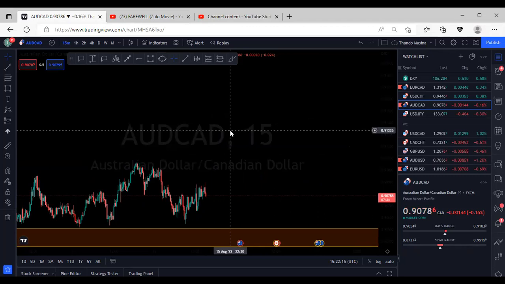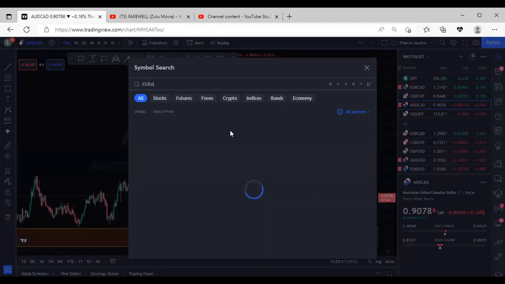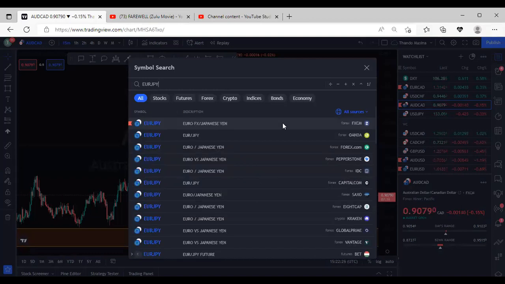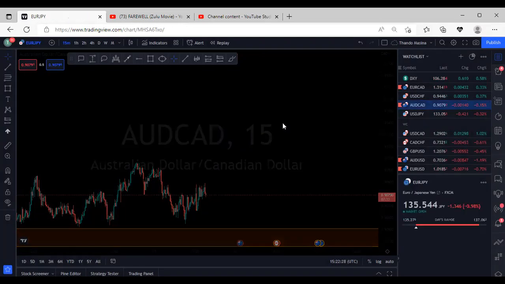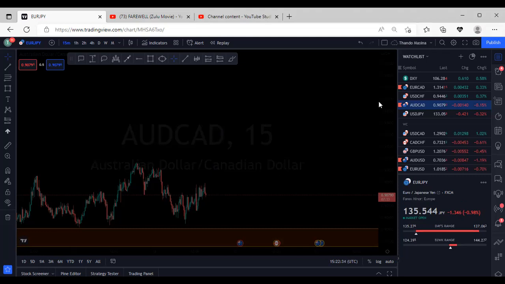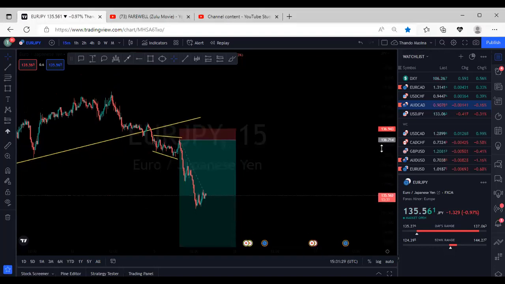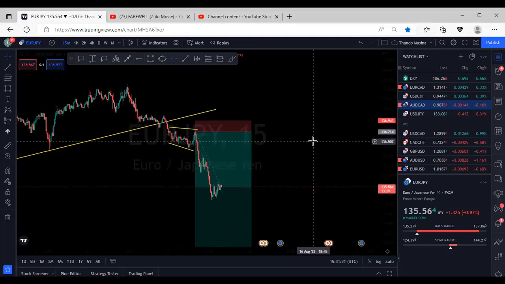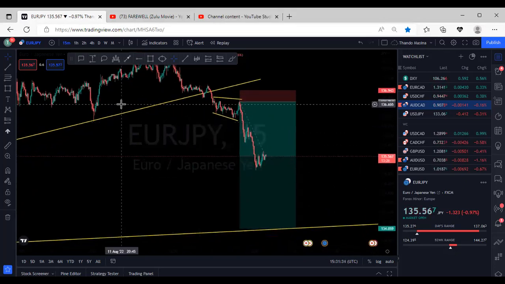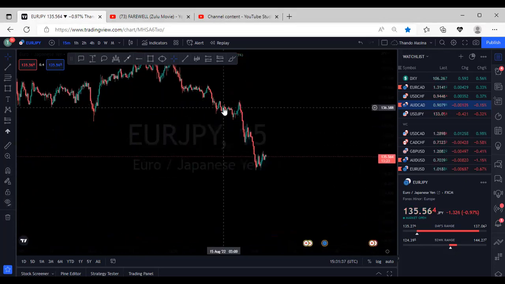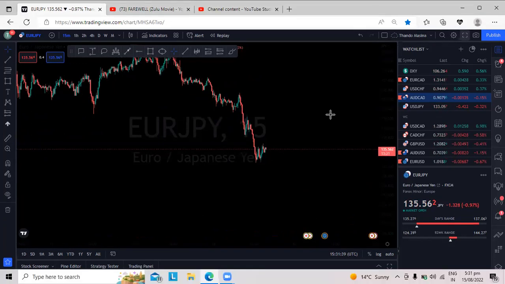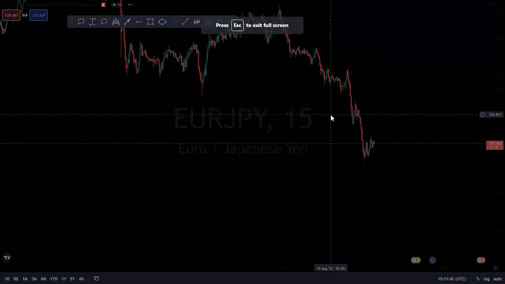Let me show you Euro AUD. Not Euro AUD, Euro JPY. Right? Sellers. Okay, guys, and here's my Euro JPY. So let me reanalyze it and show you all how I got to trade it.